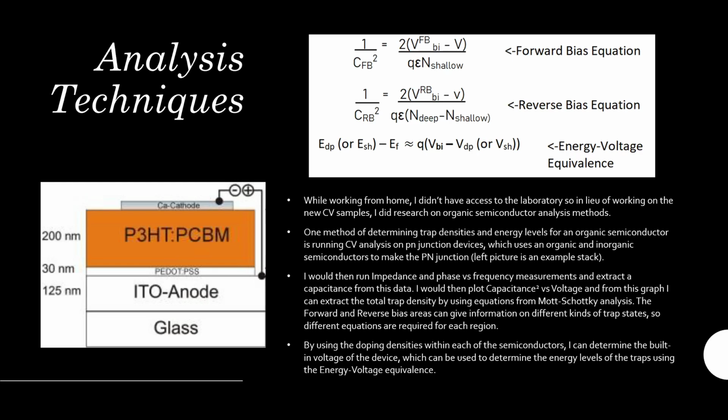Then, by using the doping densities within each of these semiconductors, which is manufacturer's metadata that they would give us, I can determine the built-in voltage of the device, which can be used to determine the energy levels of the traps using the energy voltage equivalence, which is the very bottom equation listed on top.